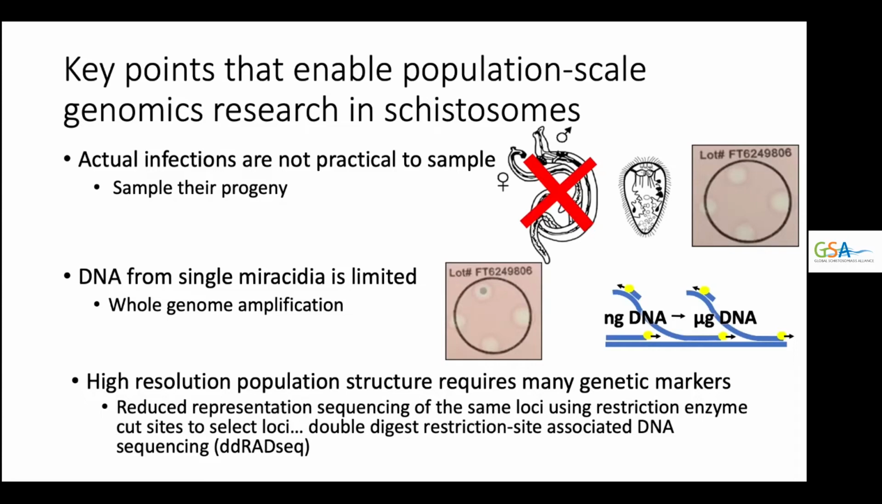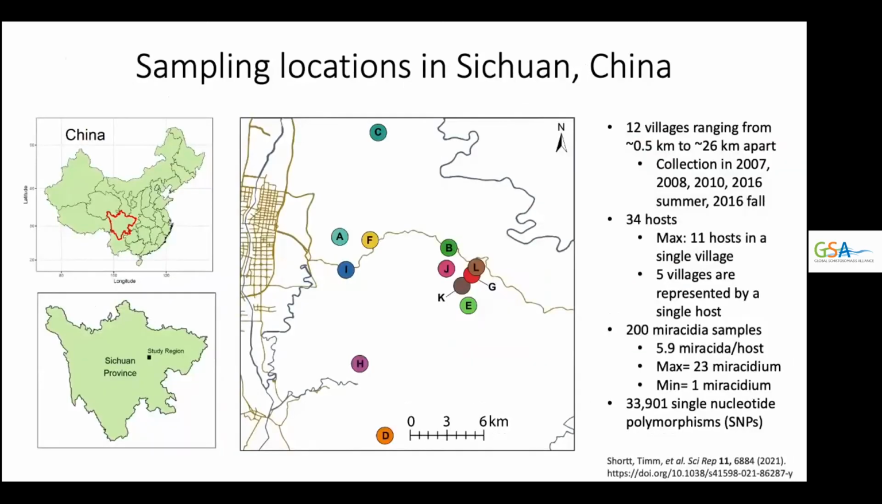In the interest of time, I won't go into more detail on ddRADseq, but it's relatively inexpensive and scales well, and in our hands we can go from a Myricidium on an FTA card to sequence data in about a week's time, so we've been quite happy with it.